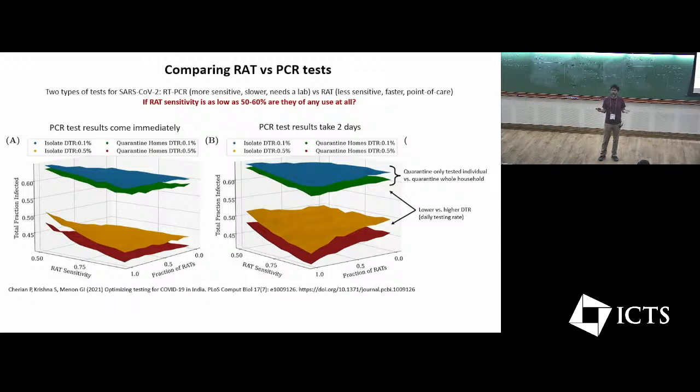Which would be better? Would it be better to use tests that were harder to do and would take some time to give results and have some quarantining or isolating strategy based on that? Or would it be better to use these quick and dirty tests? And if so, how dirty could they be? How low resolution, how inaccurate could they be and still be useful?